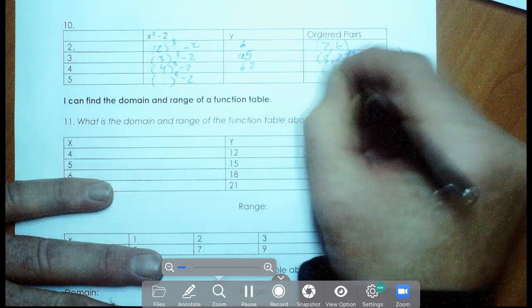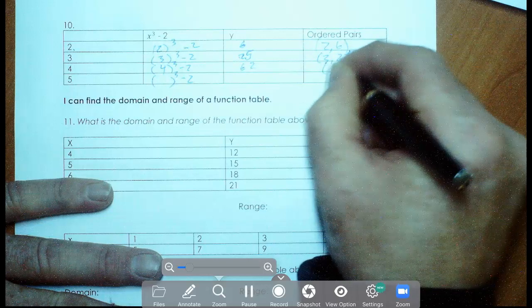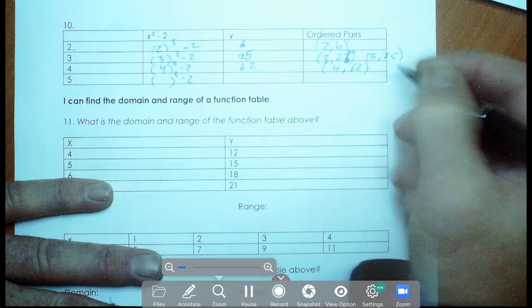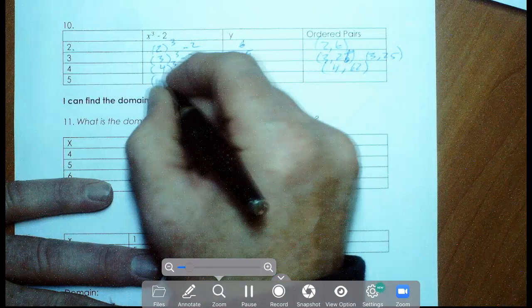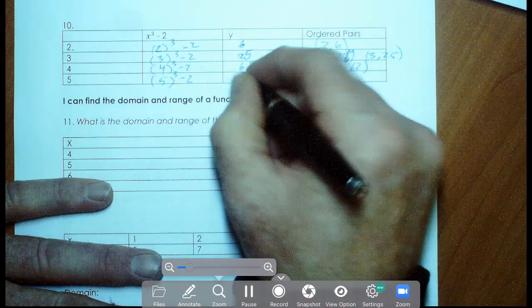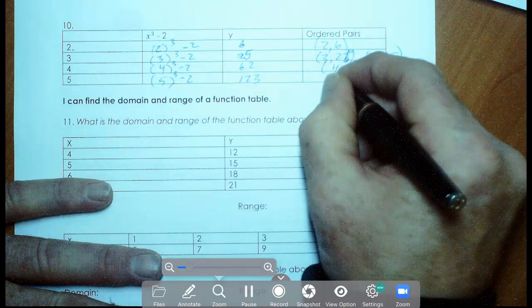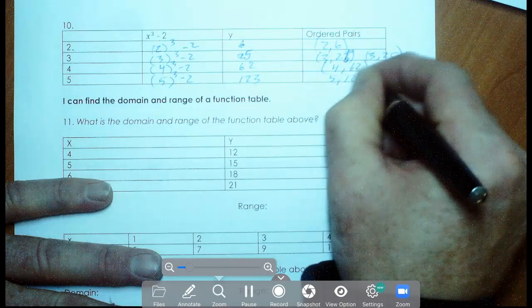So the next pair is 4, 62. And then we have 5. 5 cubed is 5 times 5 times 5 is 125. Minus 2 is 123. So this is 5, 123.